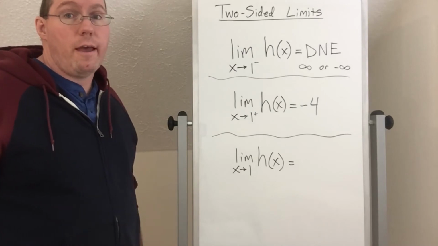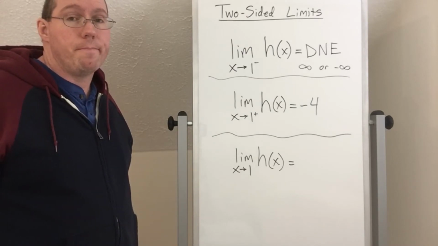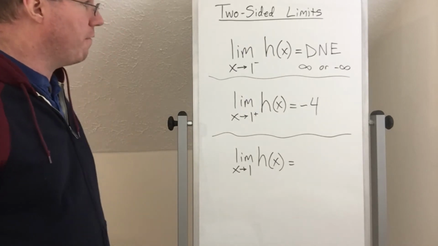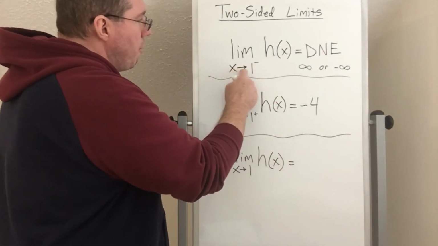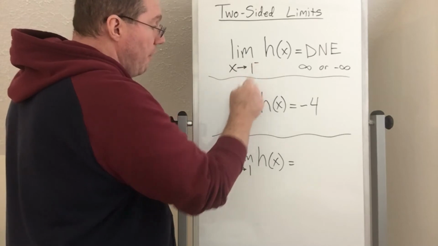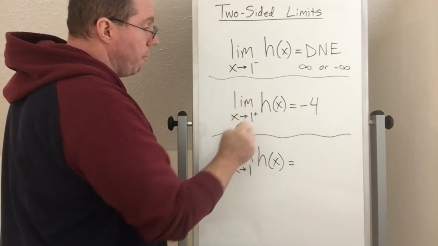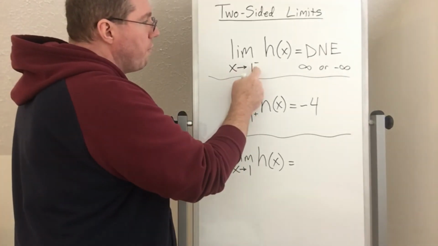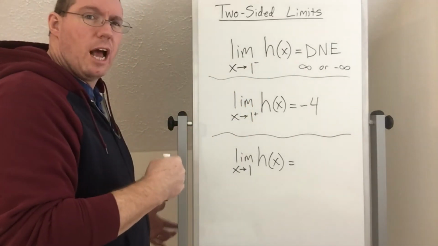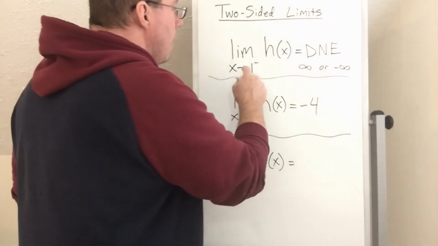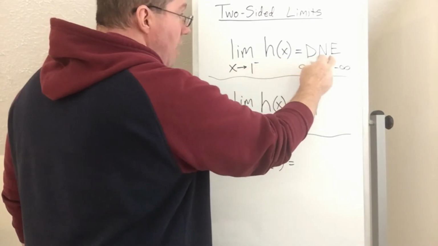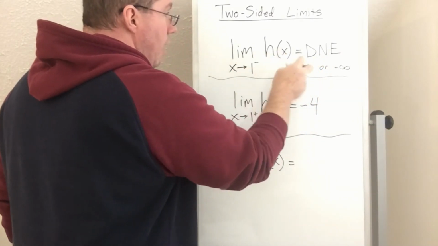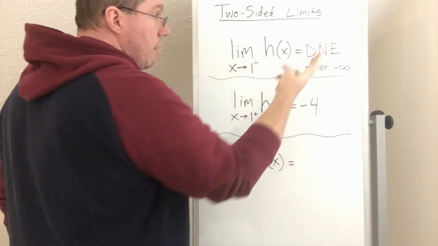Go ahead and pause it and see if you get the right answer. All right, so here's what we have. We have the function h of x, okay? And we have the limit as x approaches 1 from the left, and the limit as x approaches 1 from the right. Well, as x approaches 1 from the left, like 0.9, 0.99, 0.999, it's saying that the limit does not exist. The function is there, but the limit does not exist.